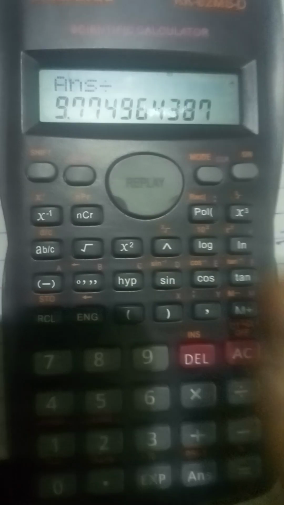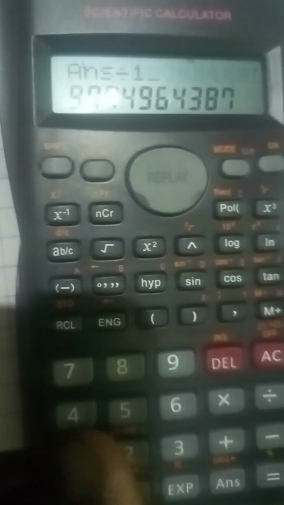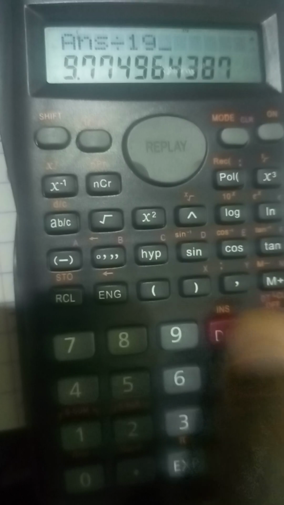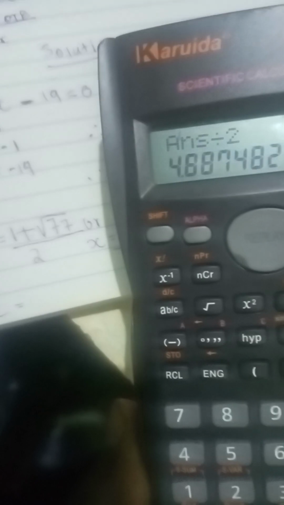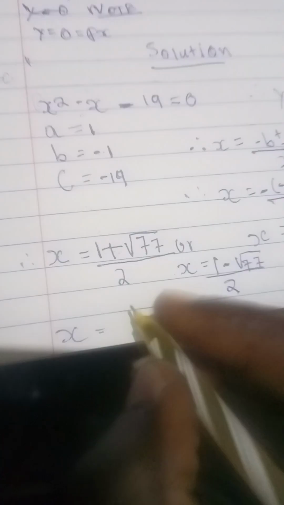After getting that answer, you divide by what is below, which is 2. So when you divide by 2, your answer will finally be 4.88. Rounding off it will be 4.9. So your value of x is going to be 4.9.